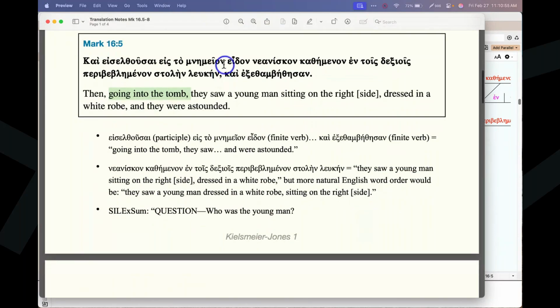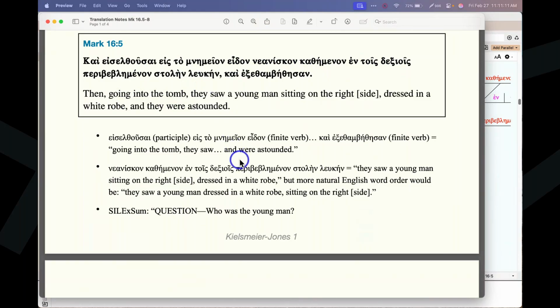I just wanted to note, we kind of unpacked the -on endings here, and this is mercifully consistent here, -on, and so we know that we've got a young man sitting, these are all accusative case, dressed in a white robe.